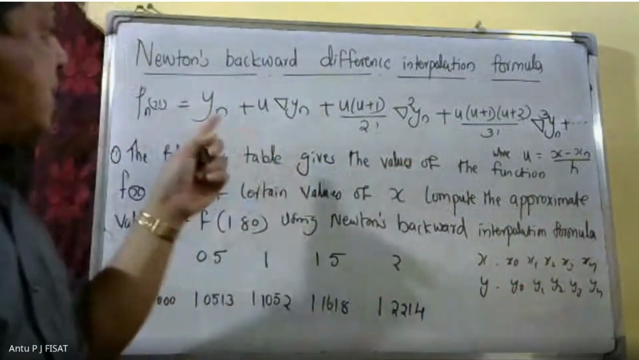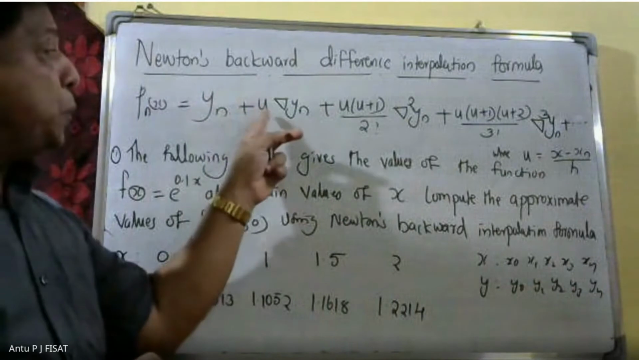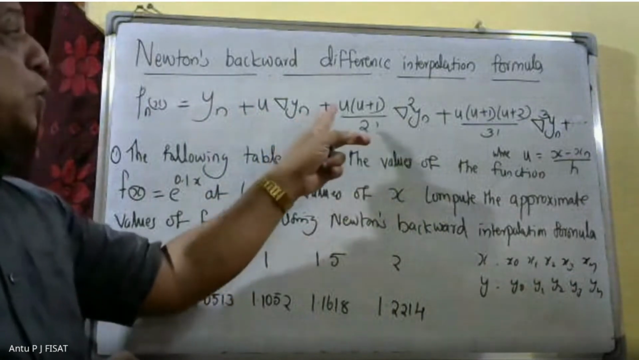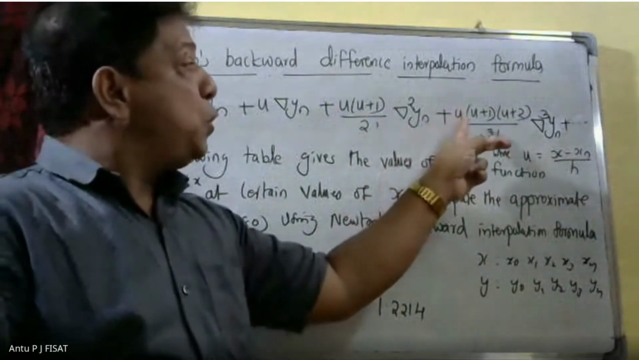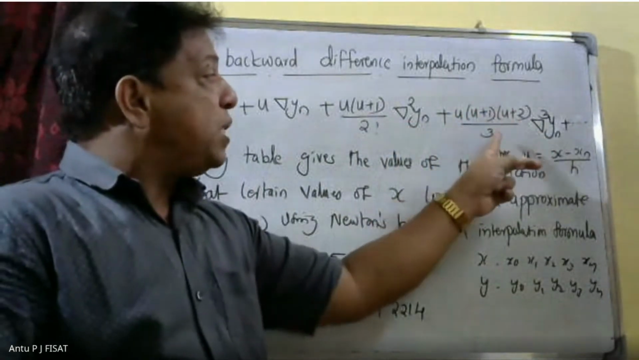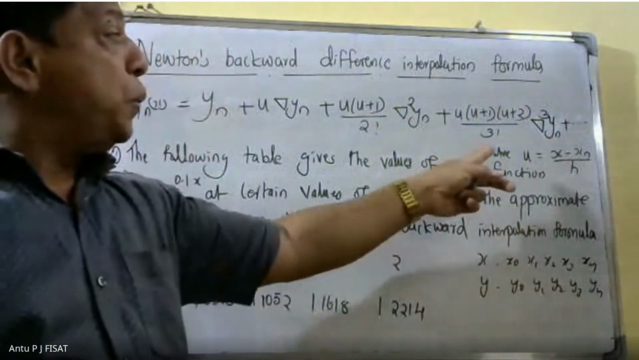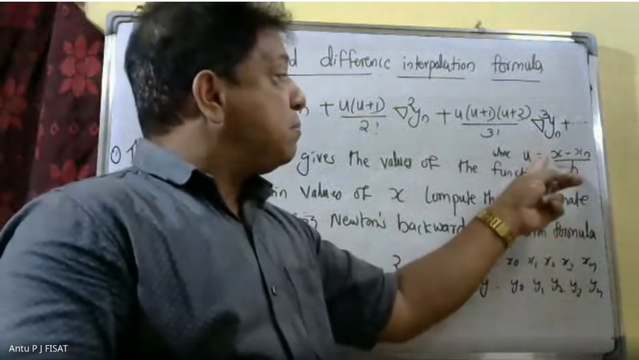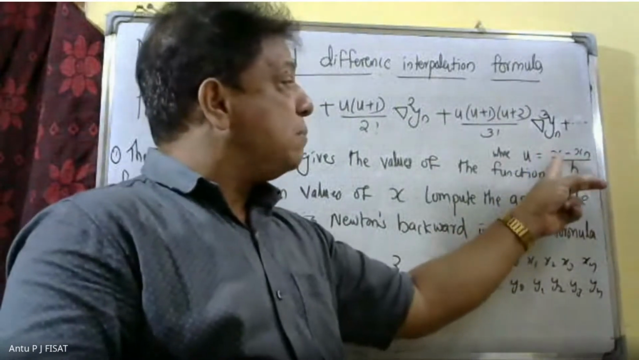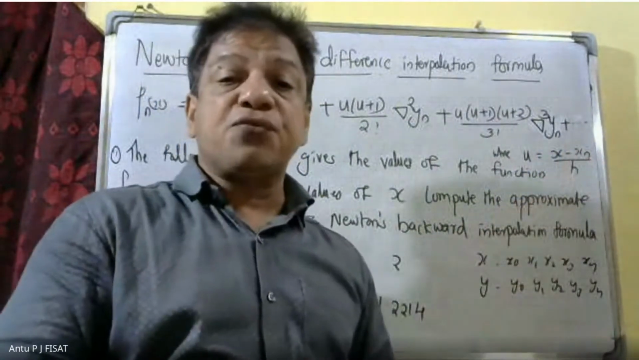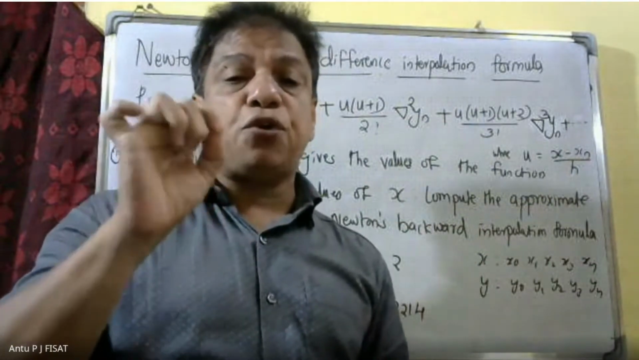The formula says that Pn(x) is equal to yn plus u into del yn plus u into (u plus 1) by 2 factorial del square yn plus u into (u plus 1) (u plus 2) by 3 factorial del cube yn plus etc., where u is equal to (x minus xn) by h. This is the formula for Newton's backward interpolation.